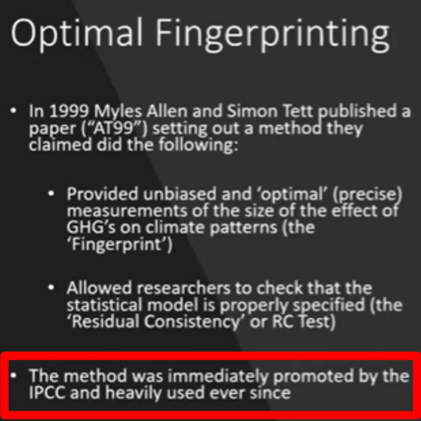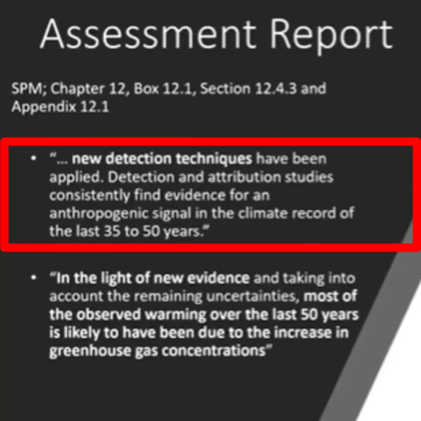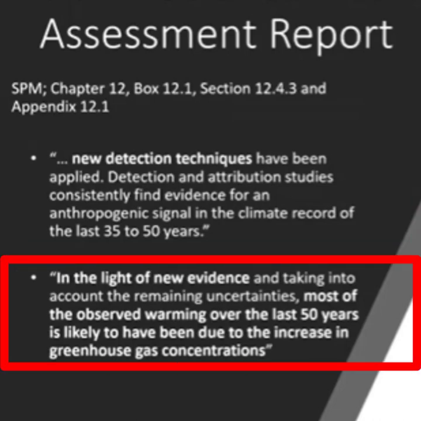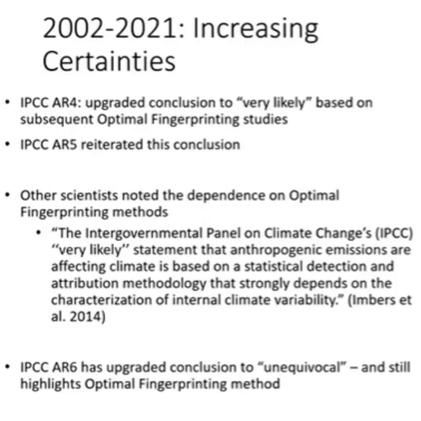heavily ever since. They specifically referred to the use of the optimal fingerprinting method as the basis for being able to ramp up their claims about attribution. They referred to new detection techniques that have been applied. Detection and attribution studies consistently find evidence for an anthropogenic signal in the climate record of the last 35 to 50 years. And using that evidence in the light of new evidence and taking into account the remaining uncertainties, most of the observed warming over the last 50 years is likely to have been due to the increase in greenhouse gas concentrations. So they use the word likely there, but before long they were ramping up their claim of certainty.